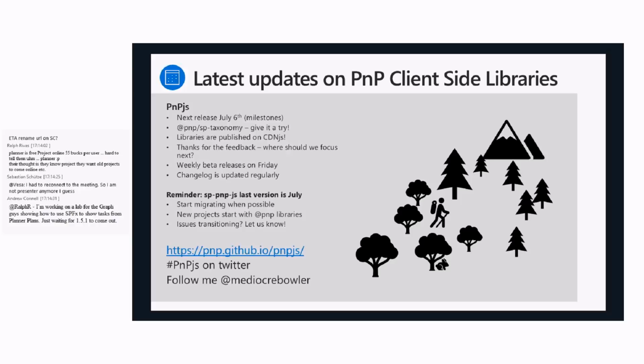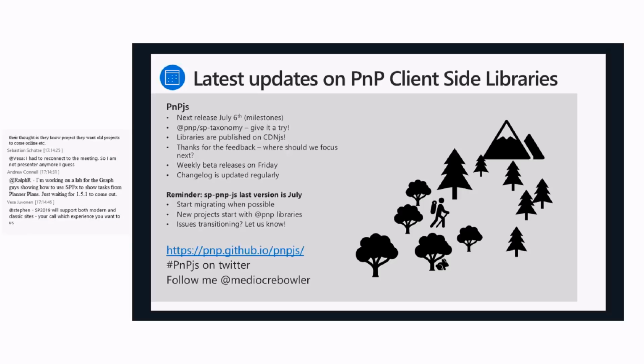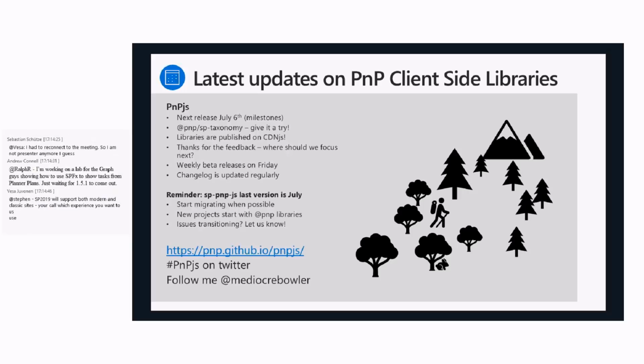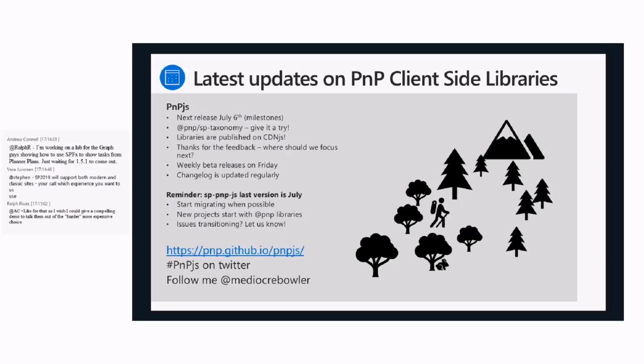And a big update, we have finally gotten the libraries published on CDN.js. So that's a big step. I know a lot of folks were waiting for that for their external packaging and things like that. So those are now published. You can find those on CDN.js just by searching for PnP. And as well, we'll have an article with details on that published in the docs with the next release as well.